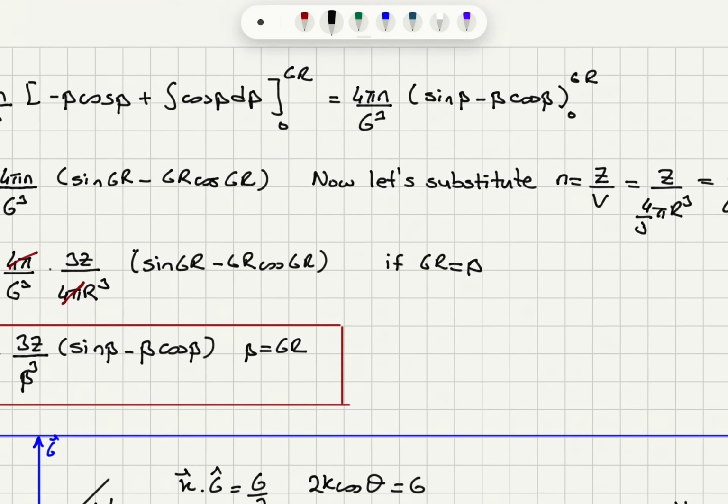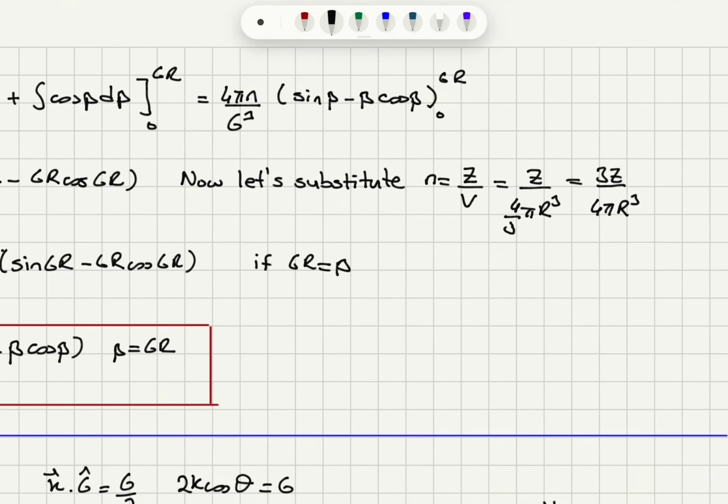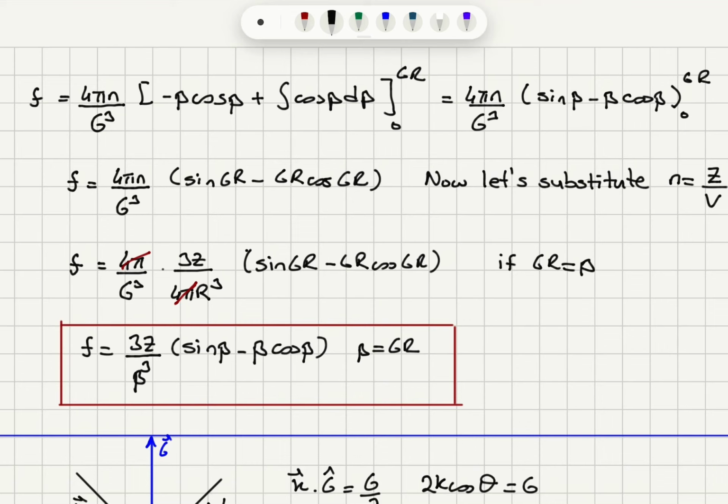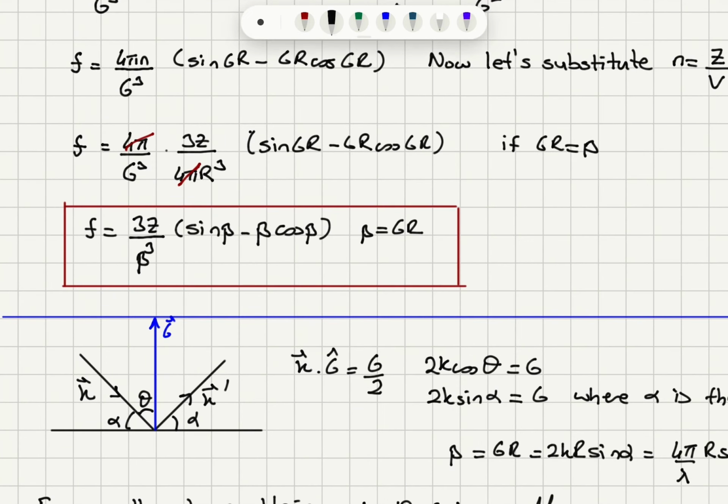So if I substitute for the electron concentration the number of electrons in the atom divided by the volume of the sphere, assuming a uniform electron distribution, it would be 3Z over 4 pi r cubed. 4 over 3 pi r cubed is the volume of the sphere. So with that, the 4 pi's would cancel, and I would find 3Z divided by beta cubed, sine beta minus beta cosine beta, where beta is equal to g times r, is the atomic form factor.